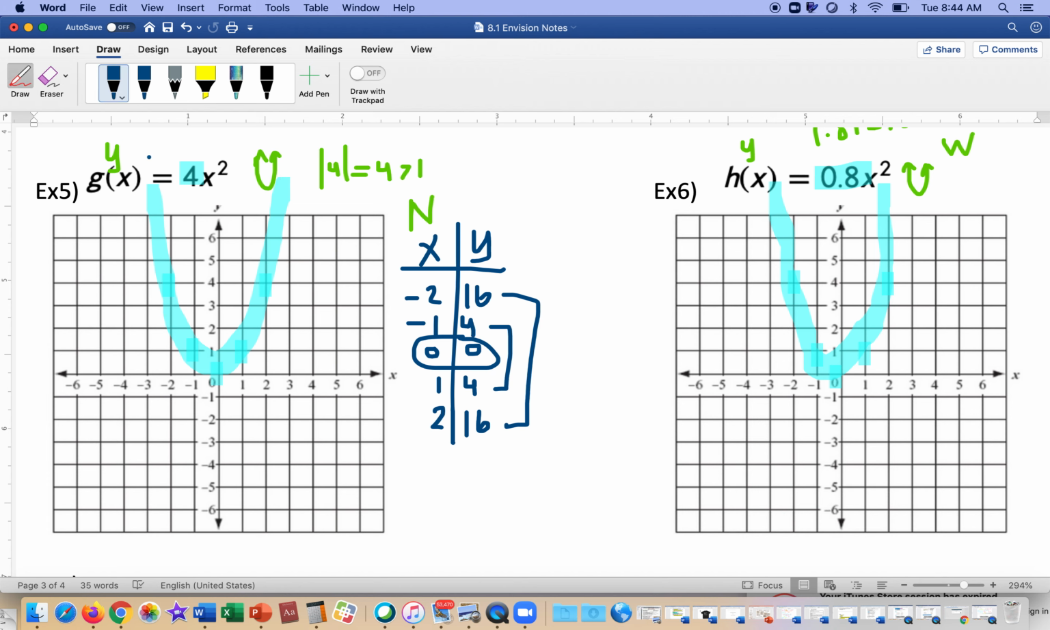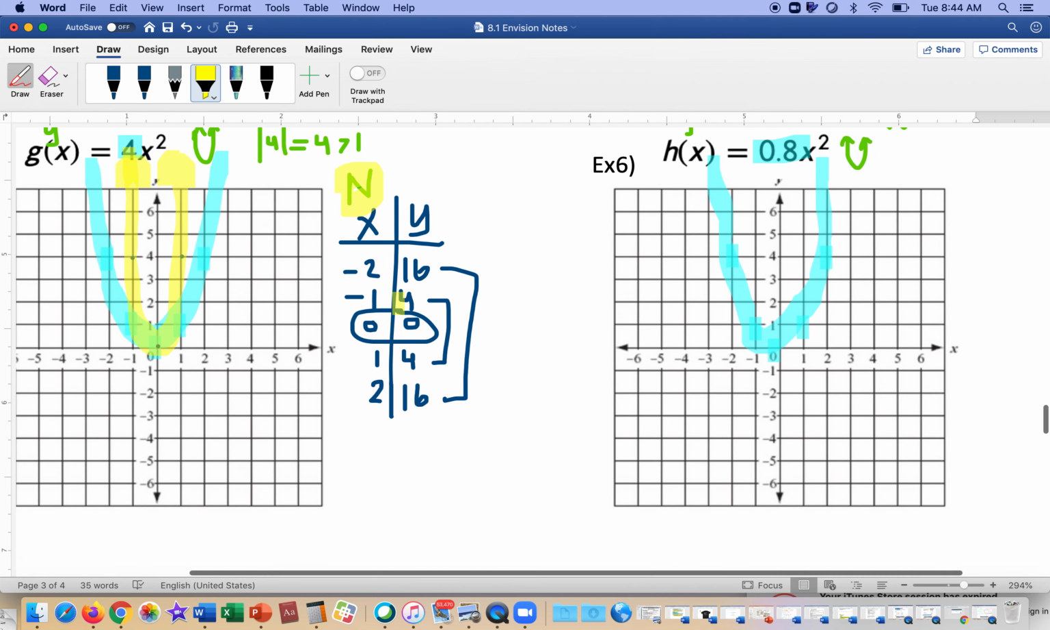So -2, 16. Gonna be like way up here. 2, 16, gonna be way up here. No, -1, 4 is gonna be here. 1, 4 is there. Vertex there. So do some yellow. So, you know, and this makes sense. Our yellow, and we always put arrows, is positive, so it opens up, and absolute value of 4 is 4, which is greater than 1, so we know it should be narrower, and the yellow is narrower than the blue.